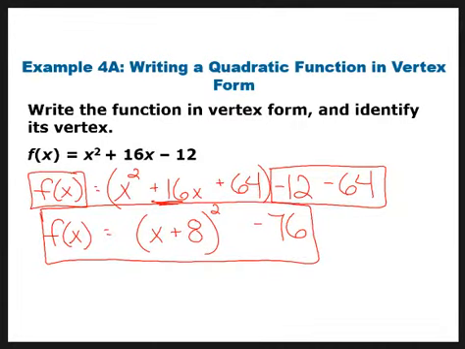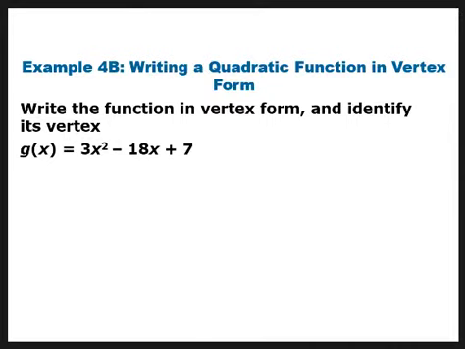And the vertex in this case would be negative 8, negative 76. So relatively large. But really, we just did something a little bit different and kind of worked backwards to get from standard form to vertex form.